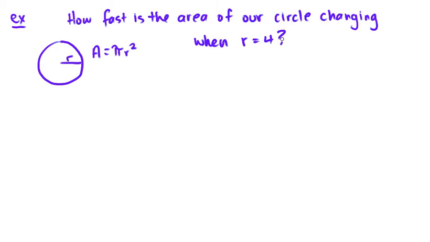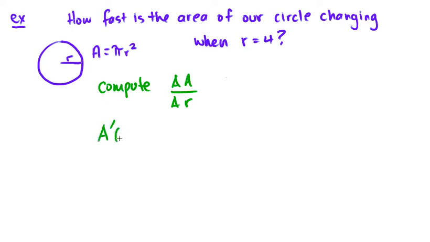Imagine that you have a circle and you want to know how fast the area is changing as you increase the radius. Well, we can use some of the calculus that we now know to answer that question. So we know the area of a circle is pi r squared, and we'll take a look and see how fast the area is changing when the radius is 4. And what we need to calculate is the change in area as the radius changes.